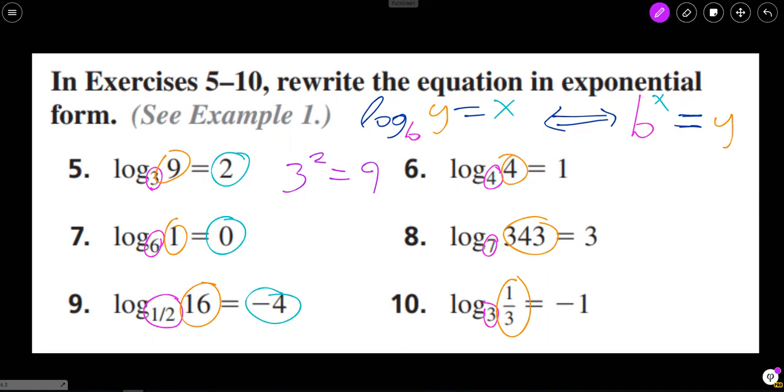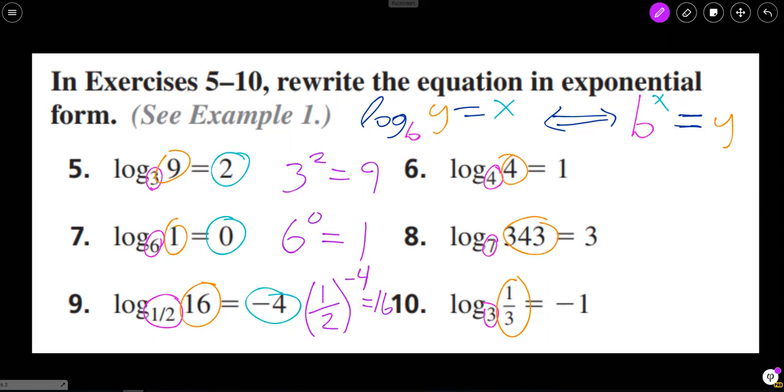For this next one down, what power of 6 will give me 1? Well, we know anything to the power of 0 will give you 1, with the exception of 0 itself. So 6 to the 0 equals 1. The next one is, what power of 1/2 will give me 16? This goes into our negative exponents. If we translate this straight over, it's going to be 1/2 to the negative 4th power equals 16. I'm going to come back to that one after we do these next three.